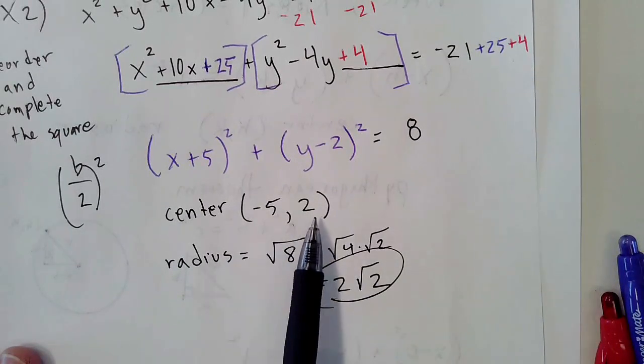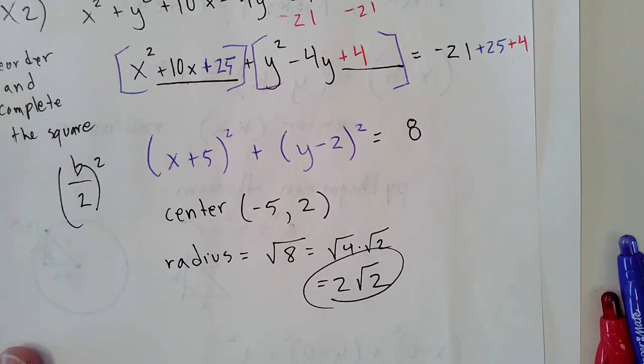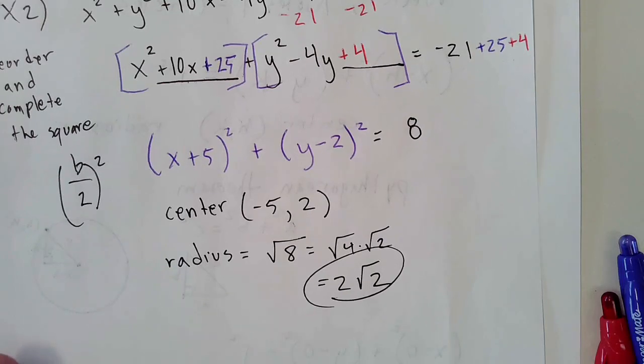Our center is negative 5, 2. You could easily graph this circle. Sketch the graph of the circle. That's how you complete this.